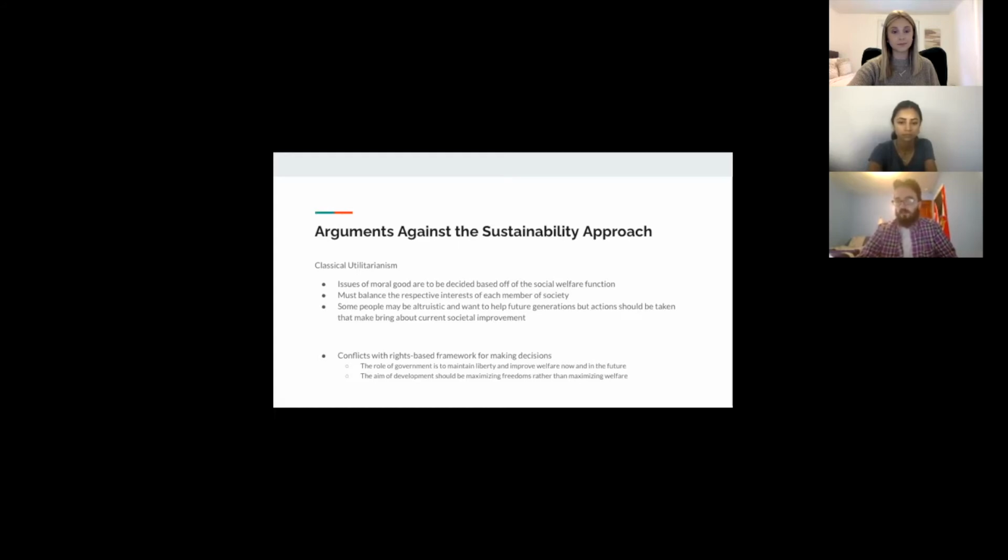However, there are some clear conflicts with this rights-based framework. The role of government should be to maintain liberty and improve welfare now and in the future.